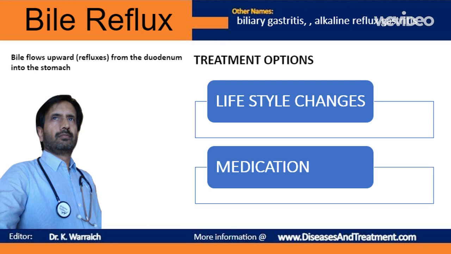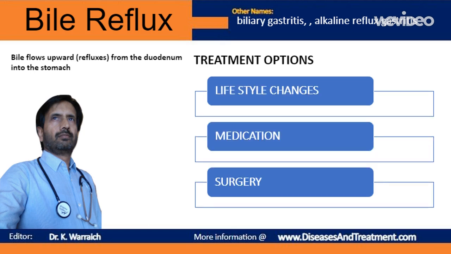But if the medications do not work, then surgery is another option. So surgery can be performed to tighten the sphincter, the ring of muscles, so as to prevent the backward flow of the bile. So medications and surgery, these are the two main treatment options.